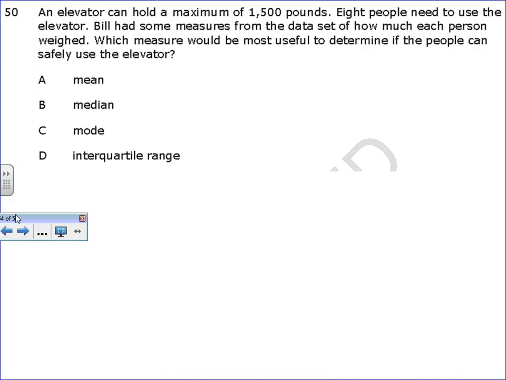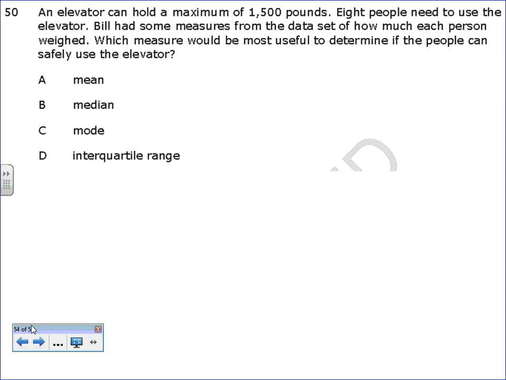And the last one. An elevator can hold a maximum of 1,500 pounds. 8 people need to use the elevator. Bill had some measures from the data set of how much each person weighed. Which measure would be most useful to determine if the people can safely use the elevator? Okay? Well, this one, they're not really giving you any numbers to play with. You really have to know what these words mean and the effects they have on the data.